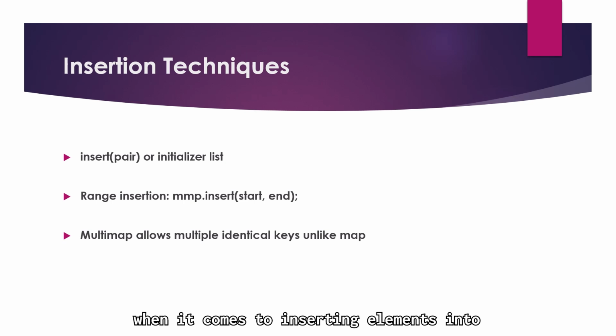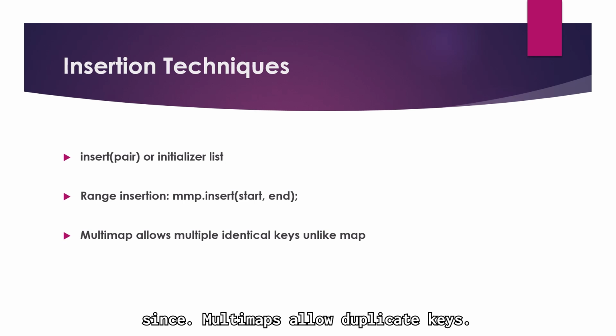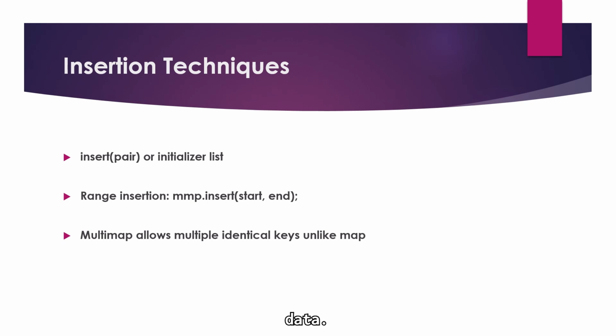When it comes to inserting elements into a multimap, we have several flexible options. First, we can use the insert function with a pair or take advantage of C++11's initializer list syntax, like we saw earlier. If you have a range of elements, say from another container, you can use range insertion, mmp.insert(start, end). A key highlight: since multimaps allow duplicate keys, every insertion is preserved. Unlike map, where adding a key that already exists would silently fail or override the value, multimap welcomes duplicates. This makes it reliable for collecting grouped data.